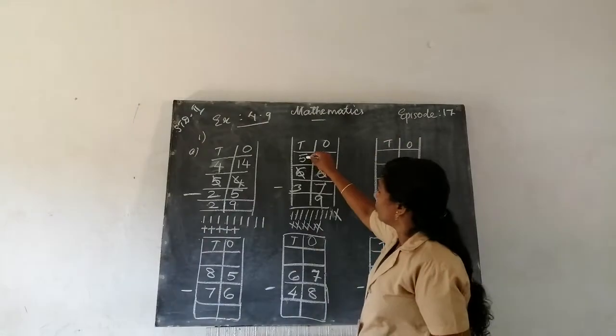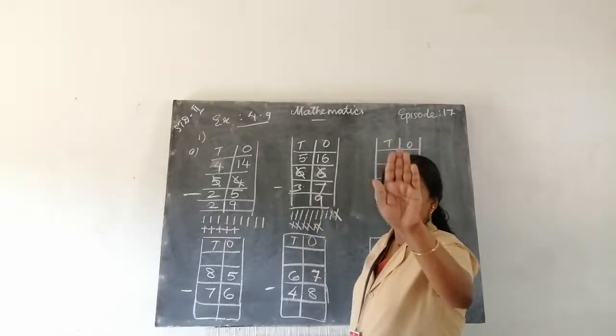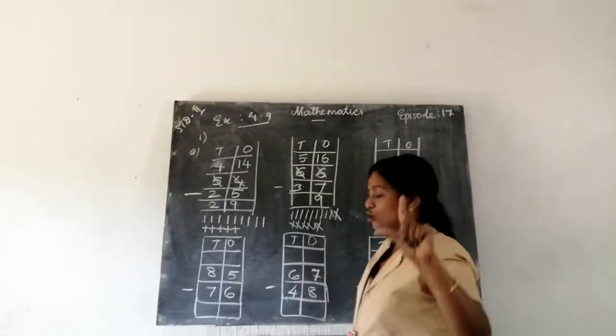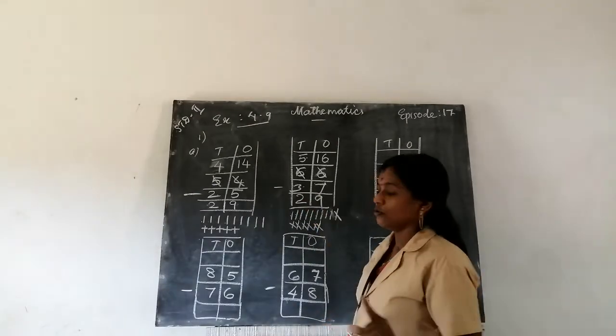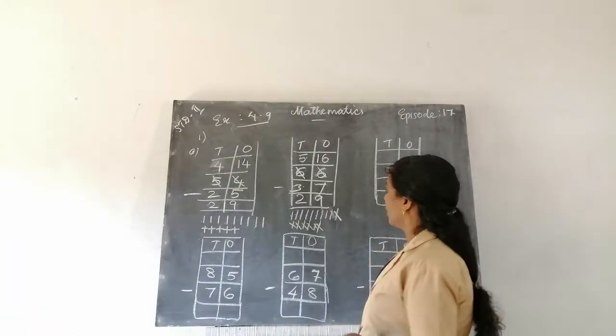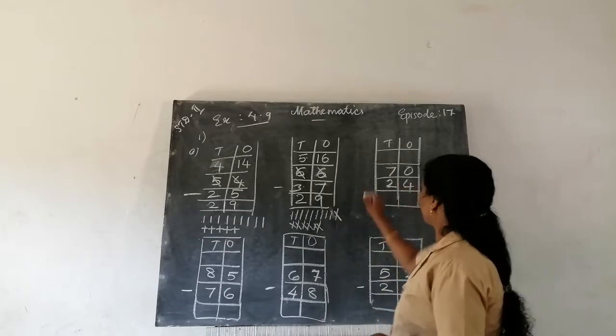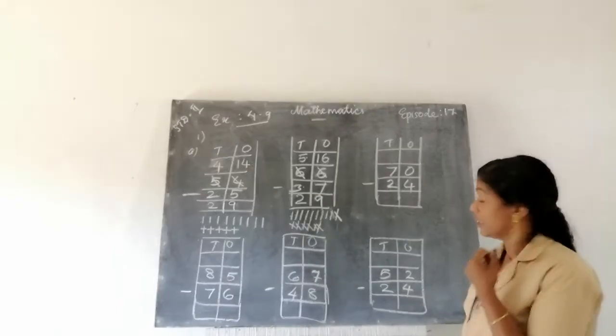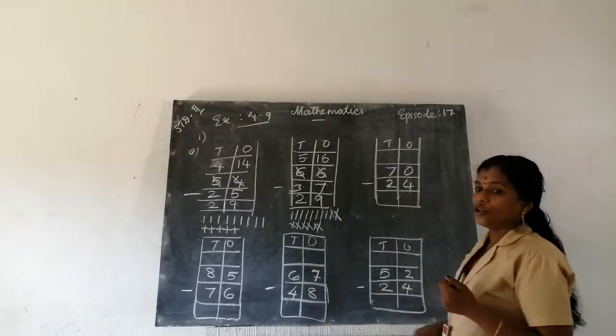Then here is only 5. 5 minus 3, balance 2. So answer is 29. Correct? Then the next question. Next question is 70 minus 24.